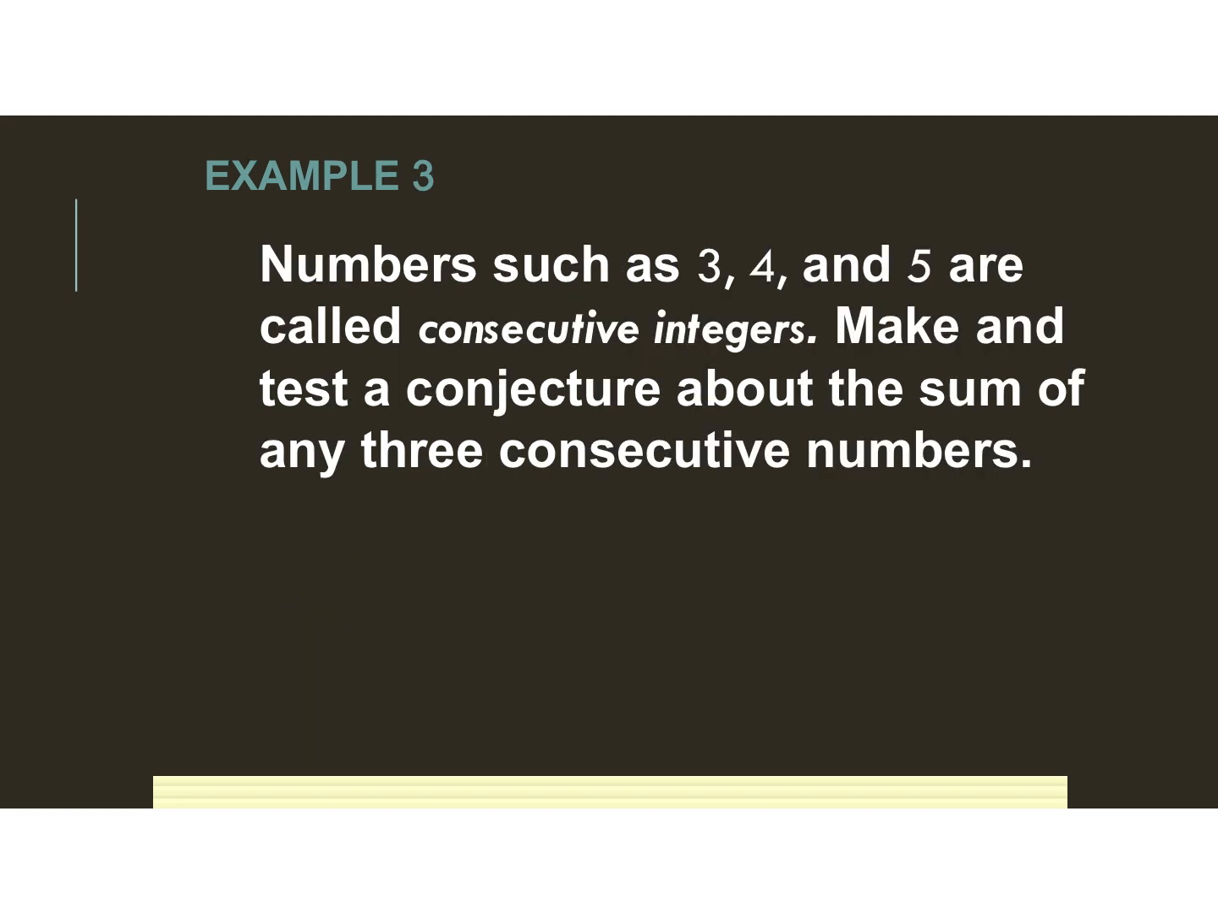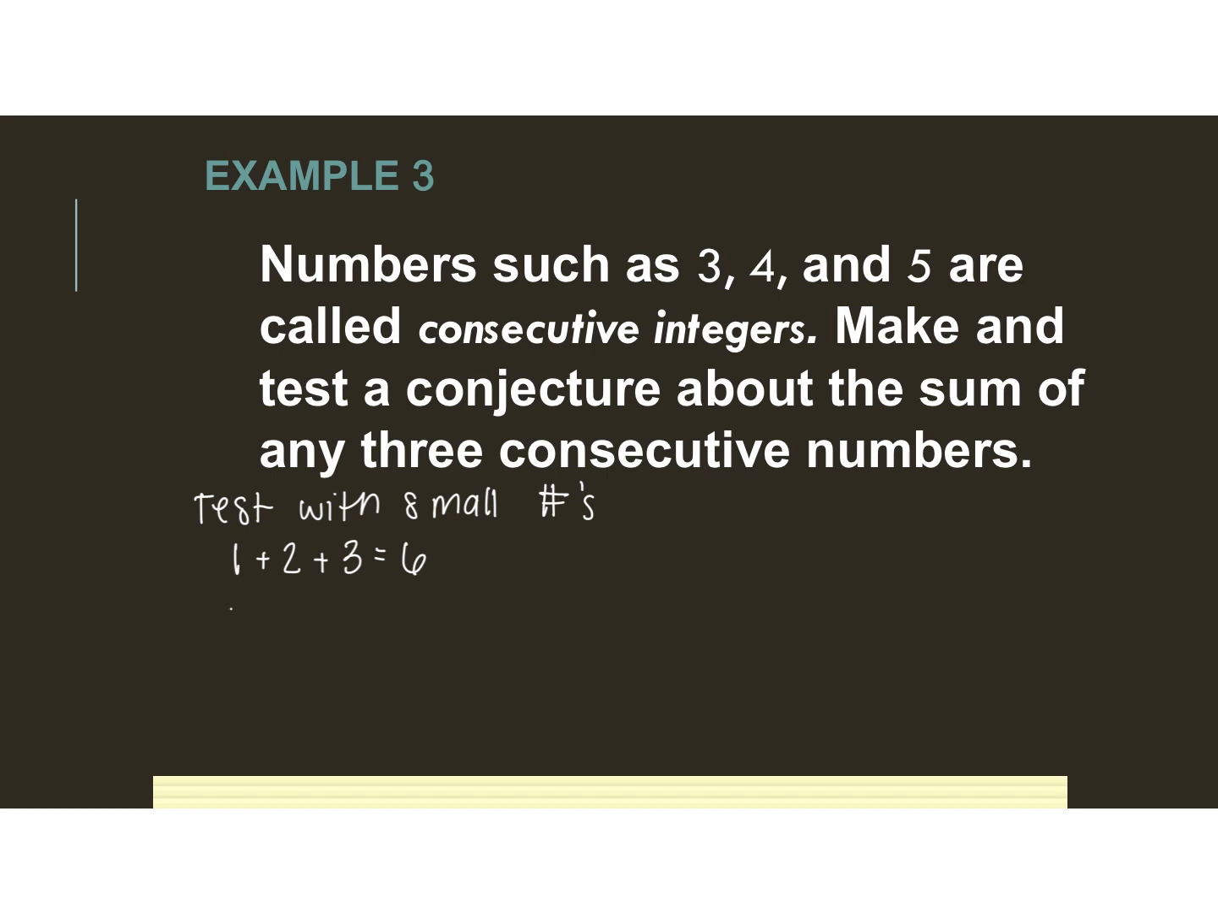All right, the next question says, numbers such as 3, 4, and 5 are called consecutive integers, so they're coming right after the other. Make and test a conjecture about the sum of 3 consecutive numbers. The easiest way to do this is whenever you're trying to test something, always use small numbers, so it's easier. So again, I'm just going to start with small numbers. 1, 2, 3, and the sum means I'm adding. If I add these together, I'm going to get 6.